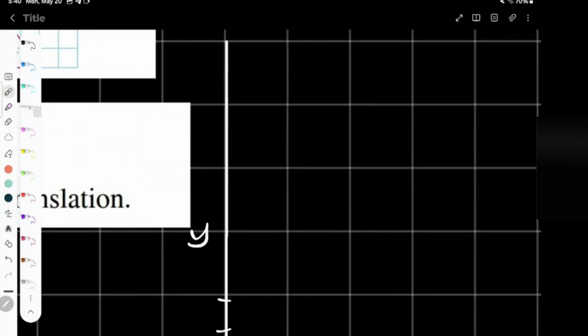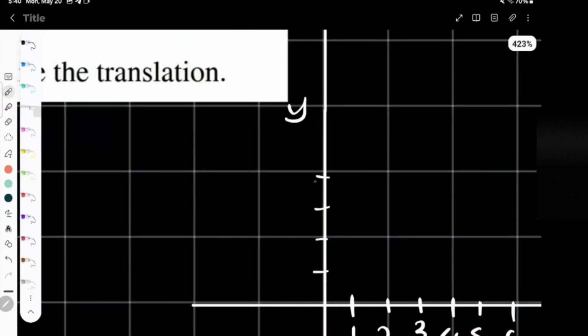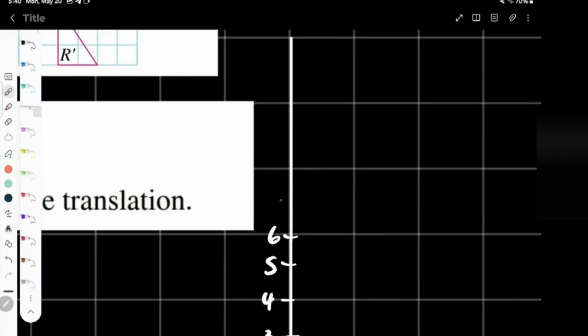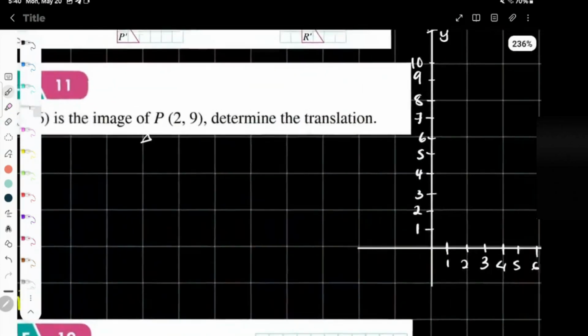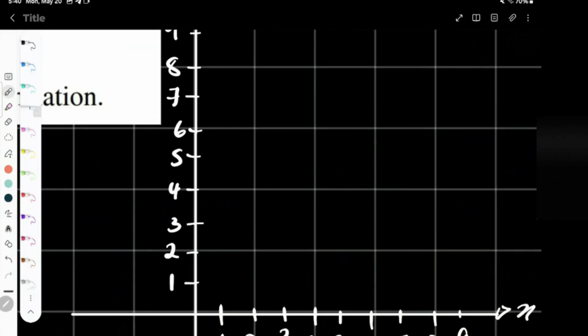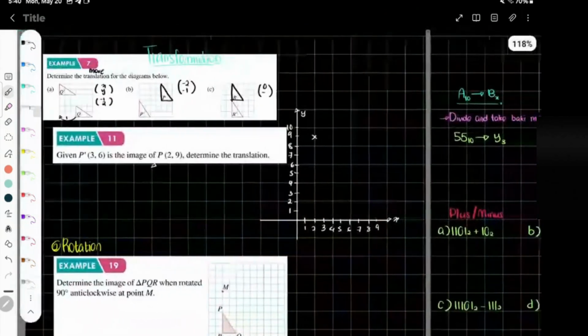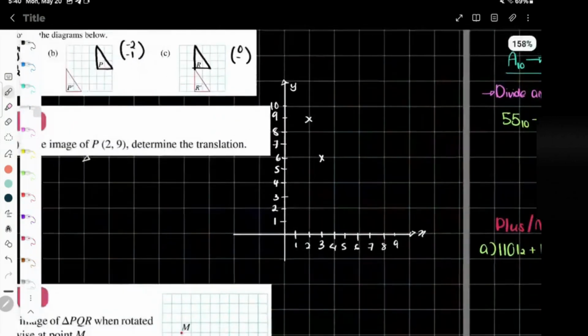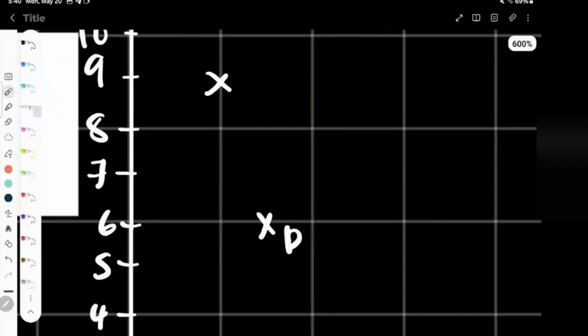Go up. So this one should be 1, 2, 3, 4, 5, 6, 7, 8, 9, 10. Okay, y. Now let's label them. Let's plot the point 2, 9, and 3, 6. Now P is here, right? P is here.